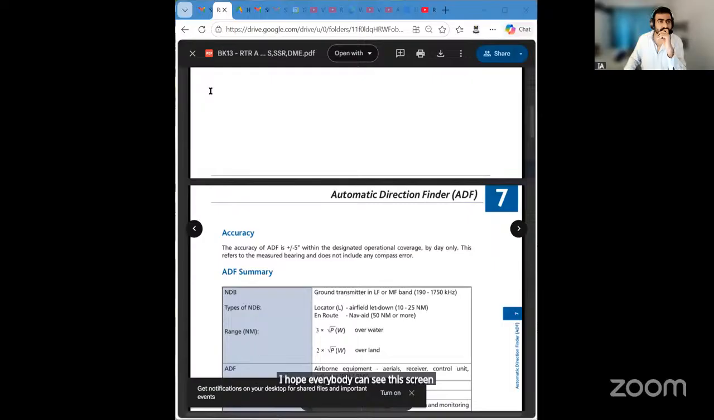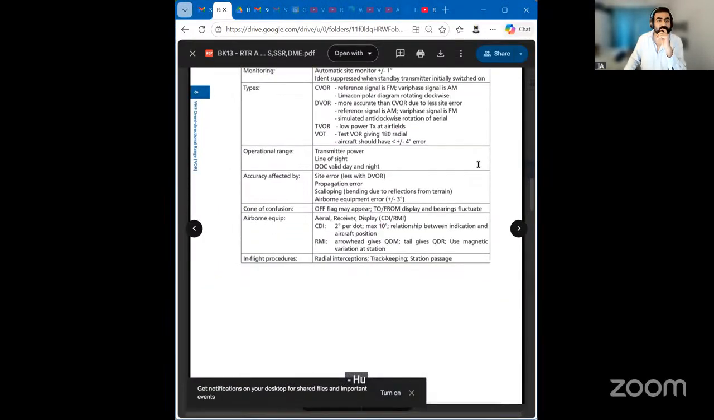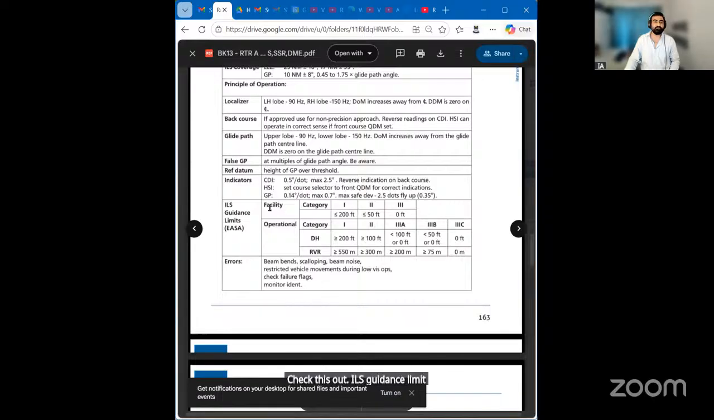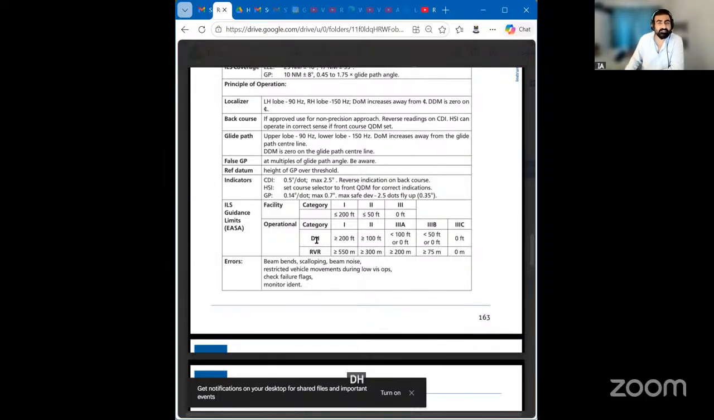Okay, check this out, students. I hope everybody can see the screen. ILS guidance limitations. DH is decision height and RVR is runway visual range. Can everybody see it? Affirm, sir.